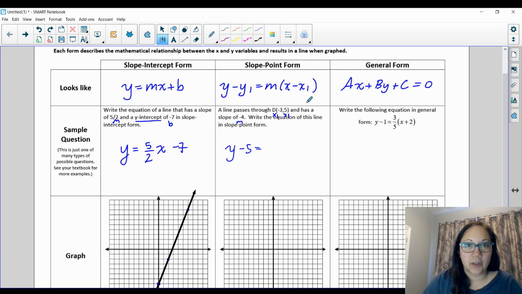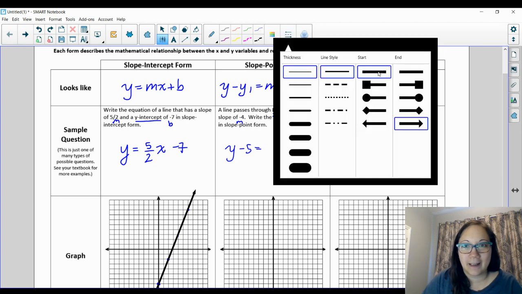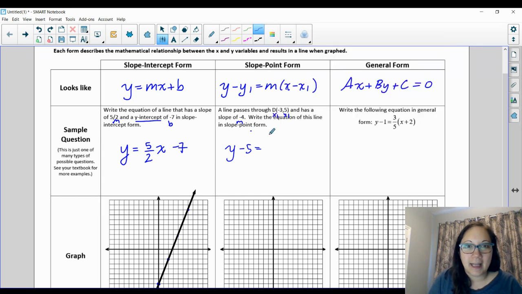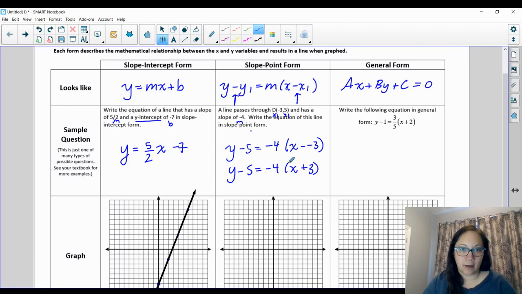And that is equal to -4 as my slope. And then I have x minus -3, so watch out for that. That actually becomes y - 5 = -4(x + 3). It is important to notice that we have negatives in our point-slope formula. Okay, so there is our final equation.